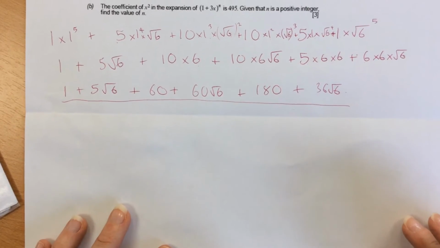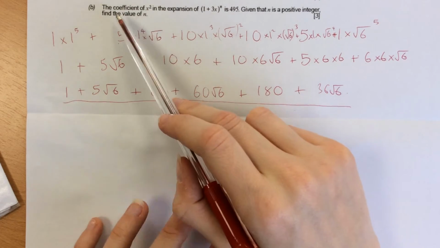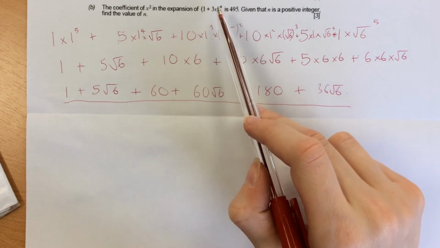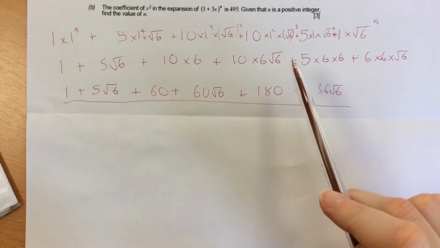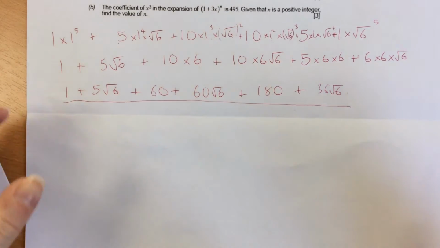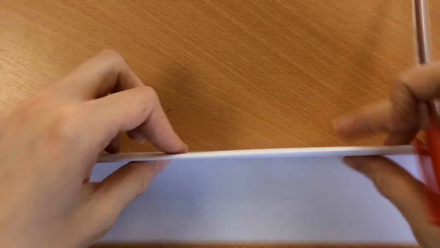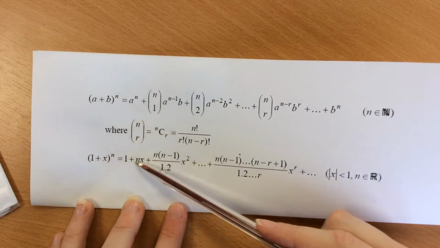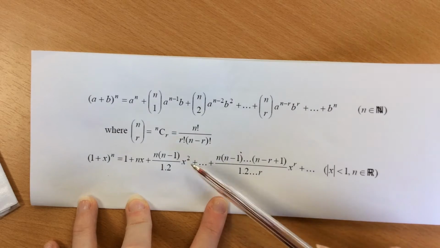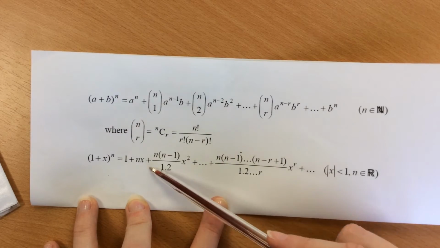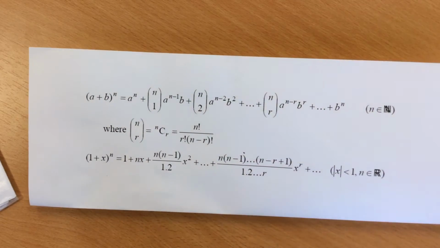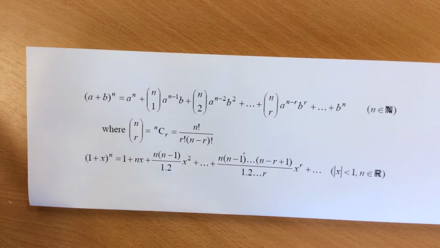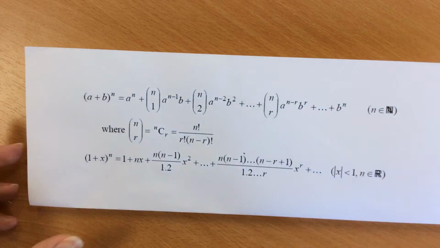Part B then says the coefficient of x squared, this is an n question, is 495. Find n given that it's positive. So this is where we use again this equation here. This will be given to you in the exam. So we look at the part in front of x squared, so this part here. And the first thing you do is write that down so they know that you've got that in the exam.